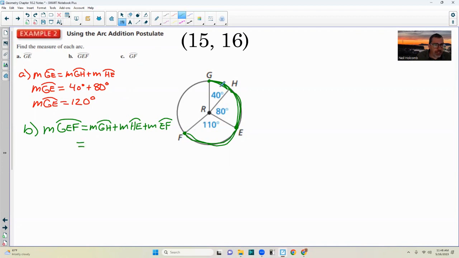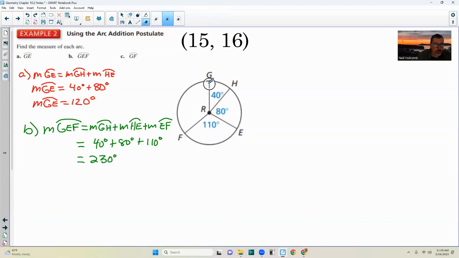So now I substitute my givens. Arc GH equals the central angle of 40 degrees. Arc HE equals the central angle, that's 80 degrees. And arc EF equals the central angle, that's 110 degrees. So the measure of arc GEF is 40 plus 80, which we already did, 120, and add another 110, and that's 230 degrees.